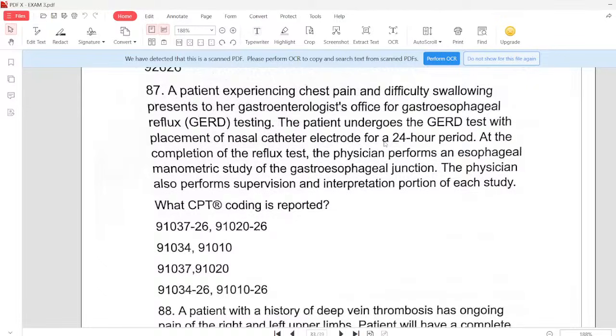What about 91034 code? 91034. What is the code?